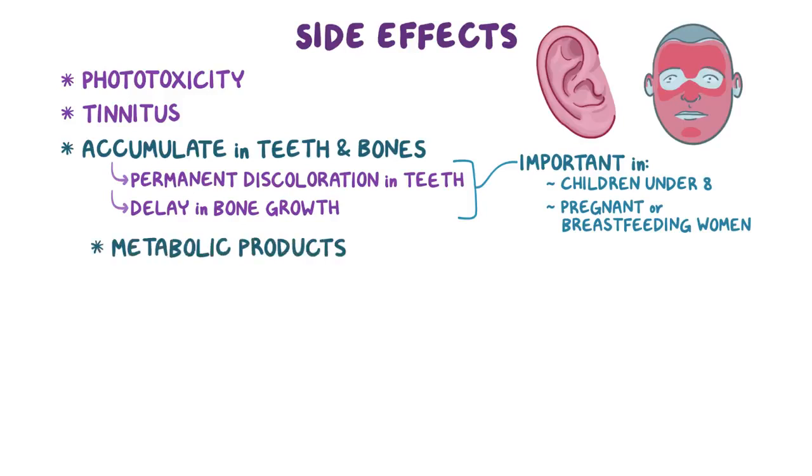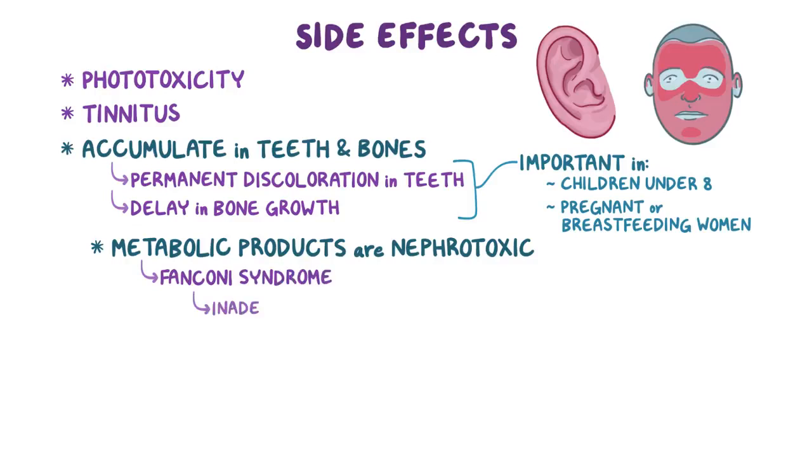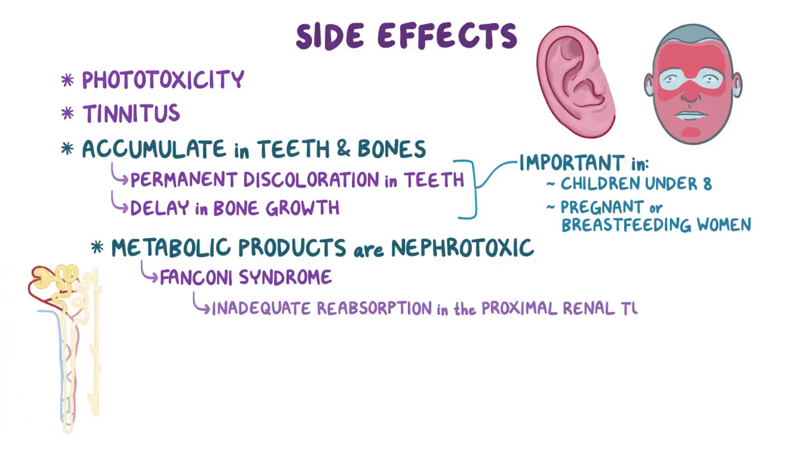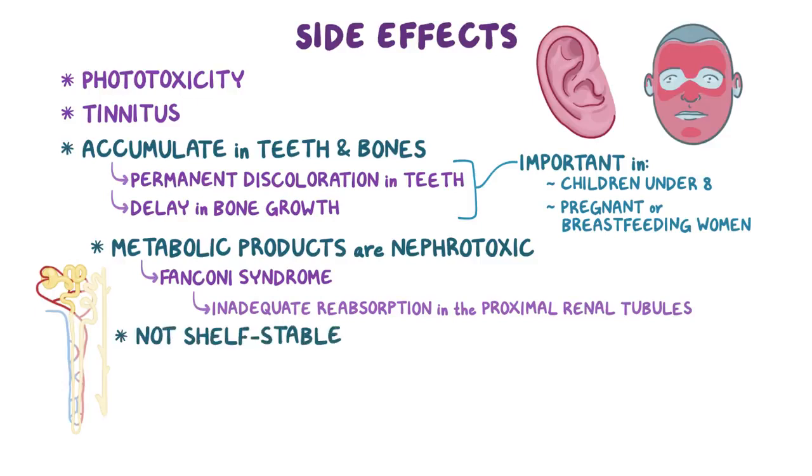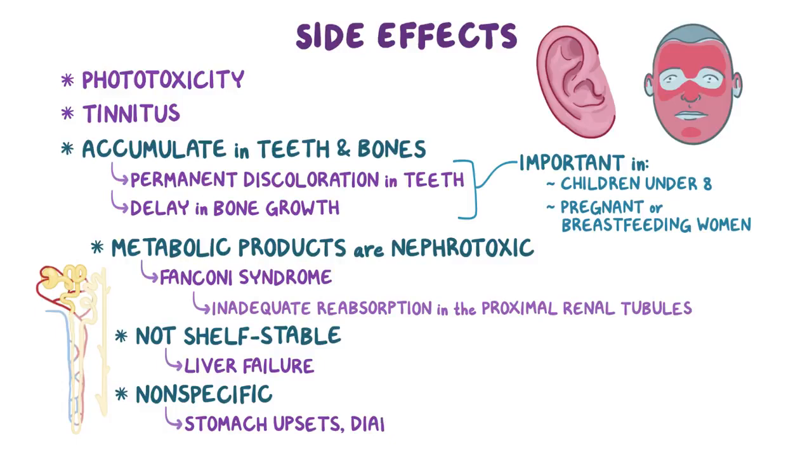Metabolic products of tetracycline are nephrotoxic, and can cause Fanconi syndrome where there's inadequate reabsorption in the proximal renal tubules. Tetracyclines are also not very shelf stable, and using them after their expiration date can cause liver failure. Other side effects are nonspecific, and include stomach upsets, diarrhea, and on rare occasions, allergic reactions.